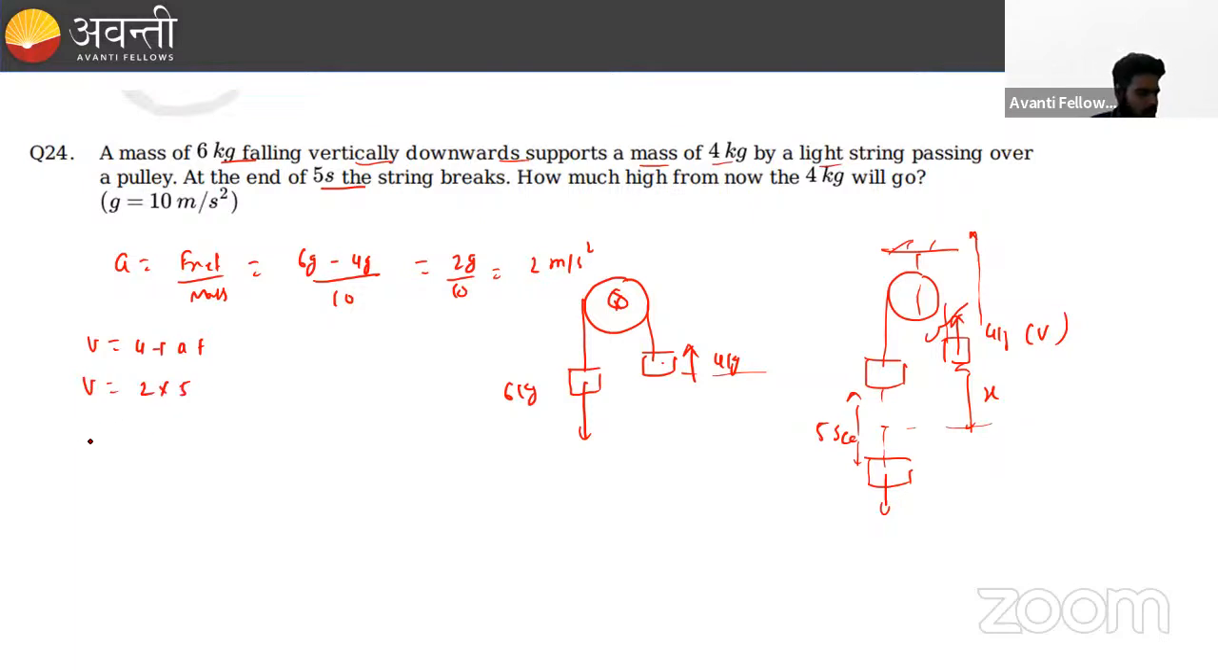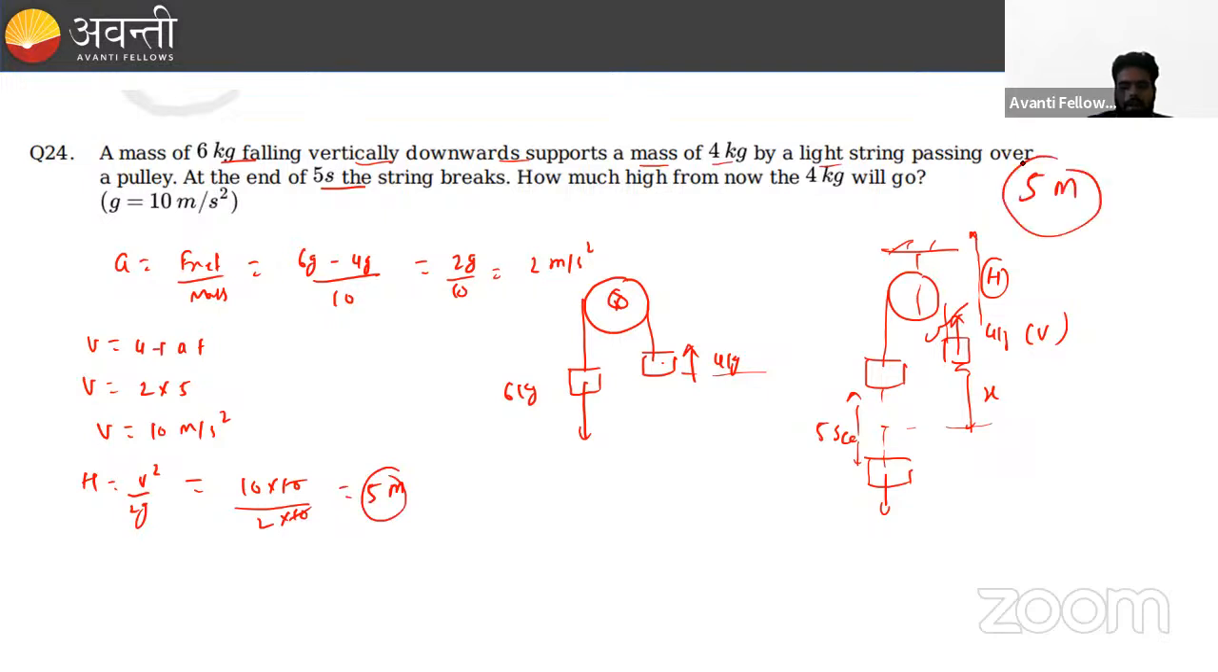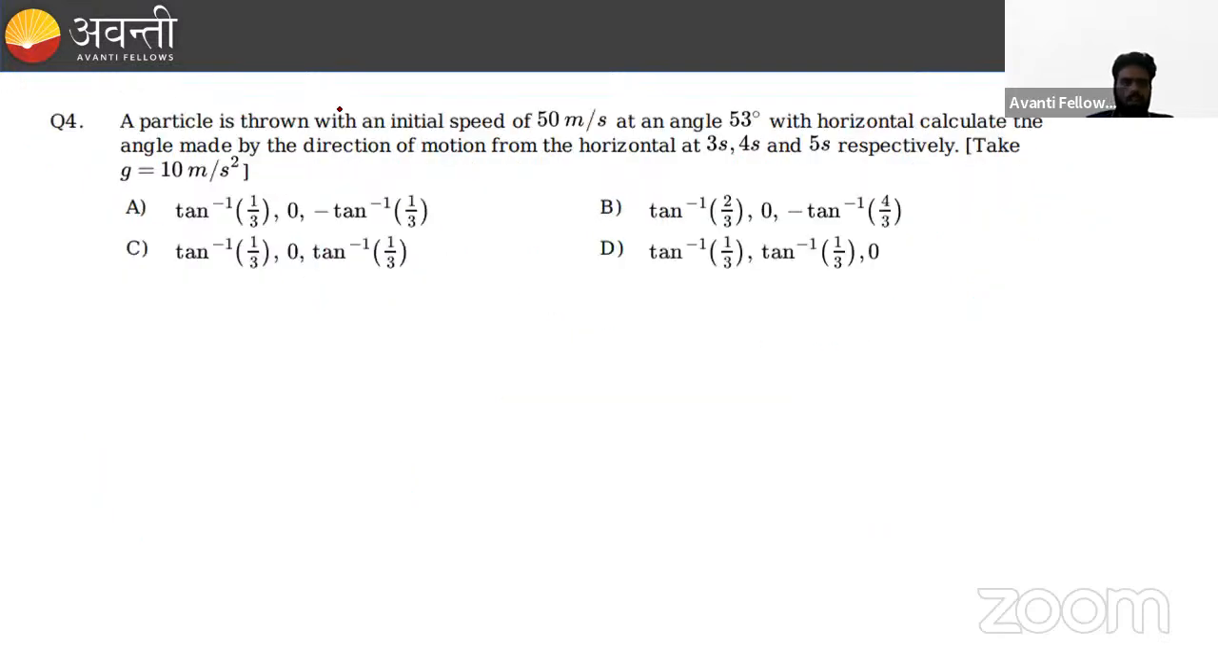So what is the value of v here? The value will become v equal to 10 meter per second, and the height achieved by the 4 kg block after breaking the string is v square upon 2g. So this will again become 10 into 10 upon 2 into 10, so this value will become 5 meter. What is the correct answer of this problem? That is 5 meter. That is the last problem.